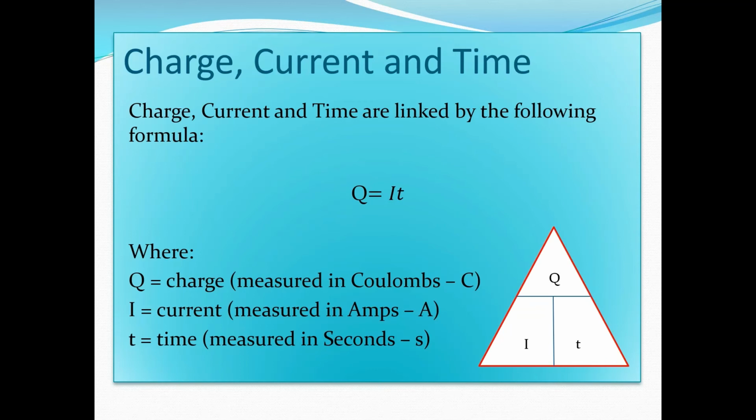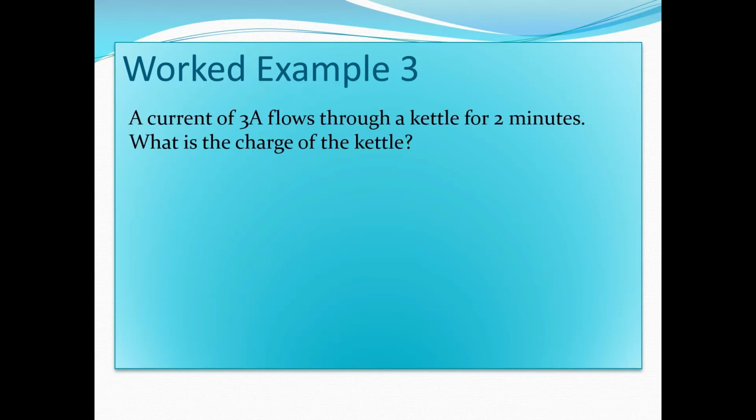Now again, we've just got a couple of examples of this, so you can actually see the equation in action. Hopefully that makes it make a wee bit more sense in your heads. So our first example of this equation then. We've got a current of 3 amps flowing through a kettle for 2 minutes. What is the charge of the kettle?